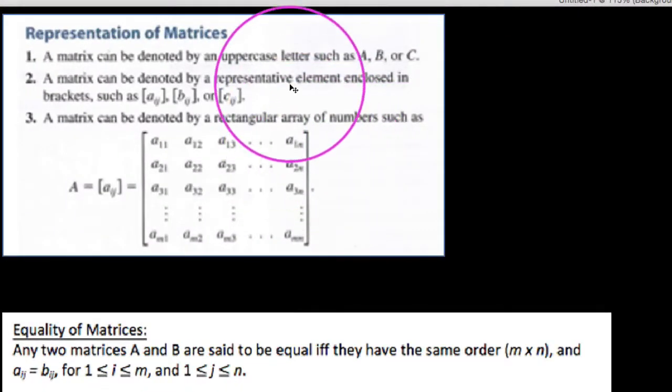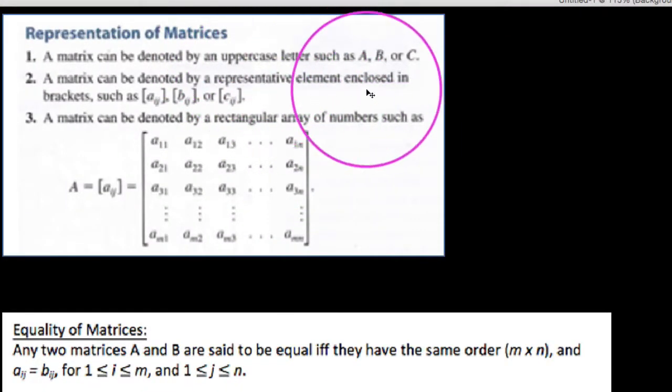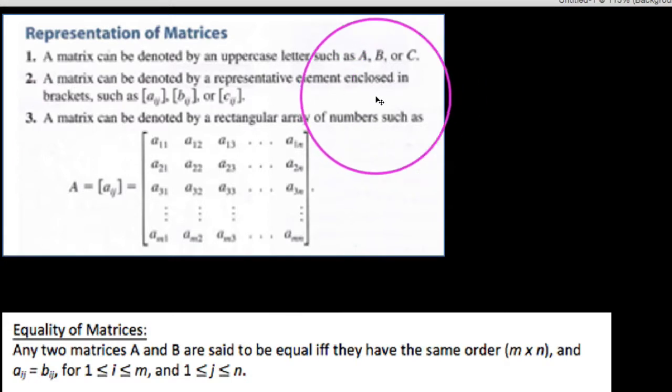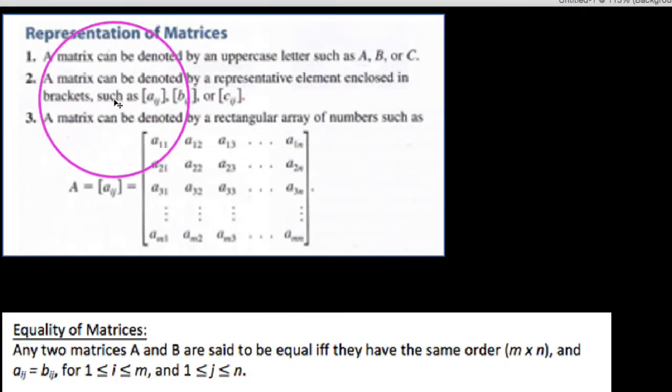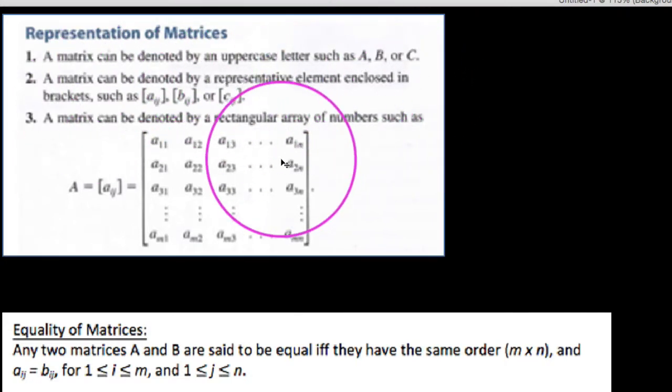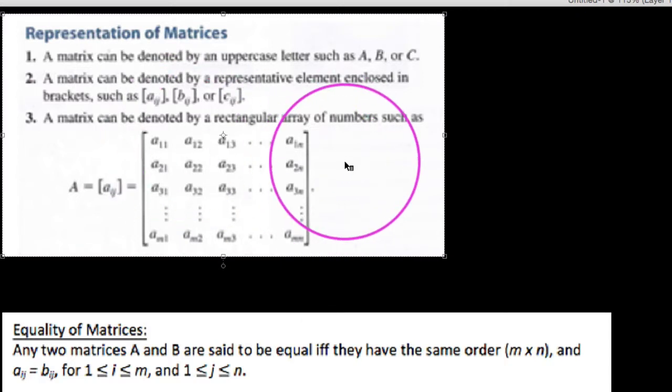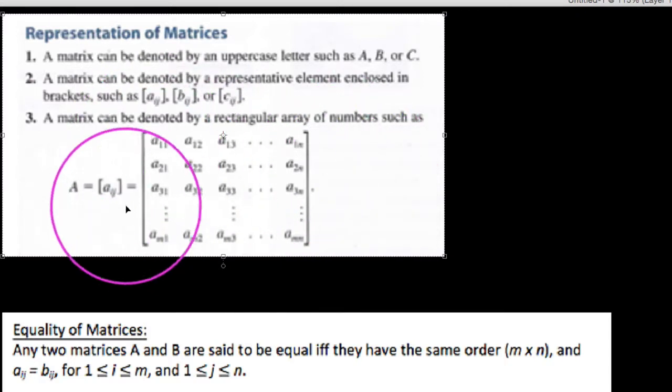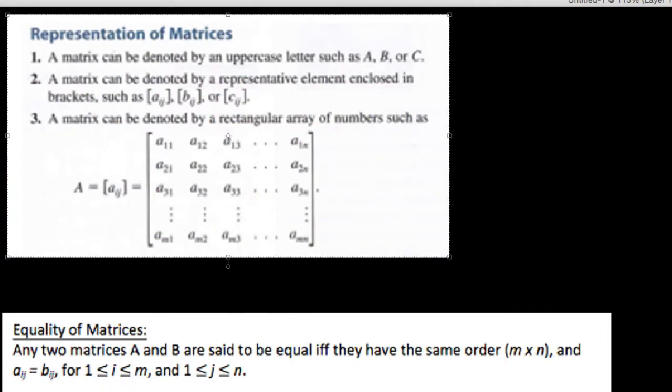Okay, YouTube, in this video we're going to talk about matrix equality, and as a quick review before we talk about equal matrices, let's talk about what a matrix is. Remember, we usually use an uppercase letter to denote that something is a matrix, and we can also represent a matrix like this: matrix A is in brackets some lowercase a_ij.